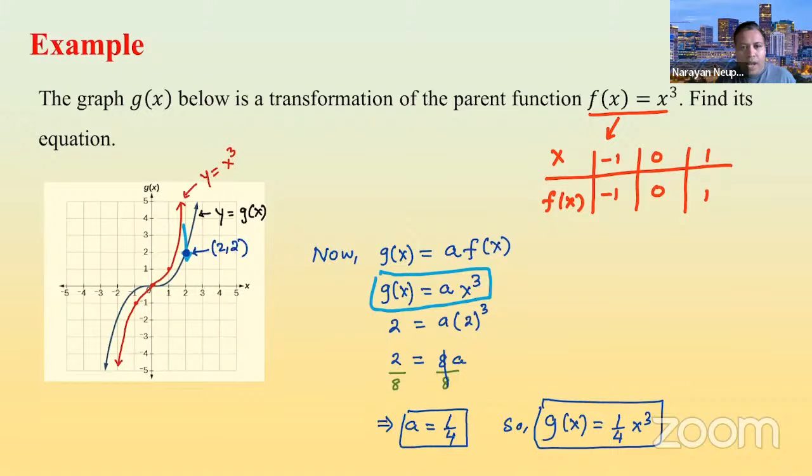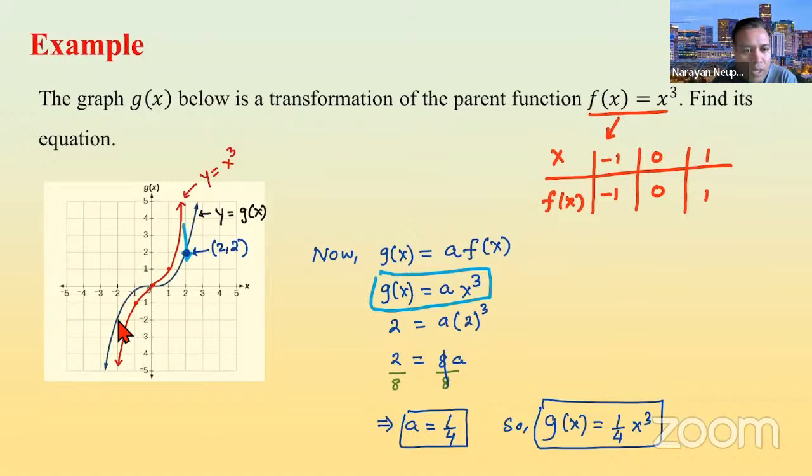There is a question in the chat. The question says, how did you come to choose the point (2, 2)? I need to choose any point on this transformed graph, whichever point makes sense. You can see here the only point that is possible is right at the intersection of 2 and 2, so I choose that.